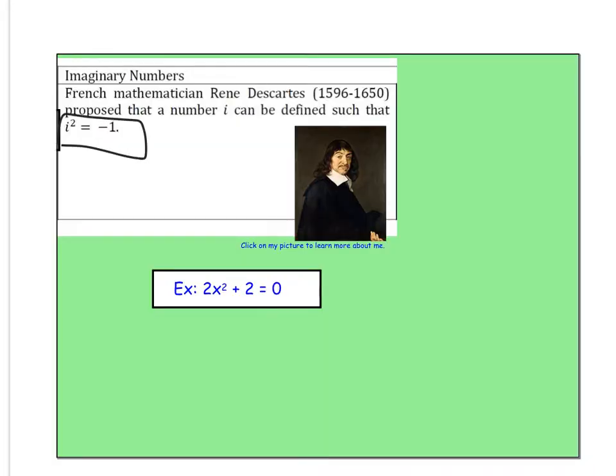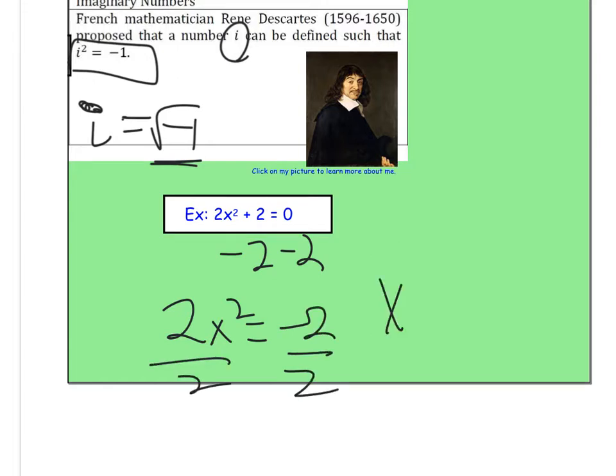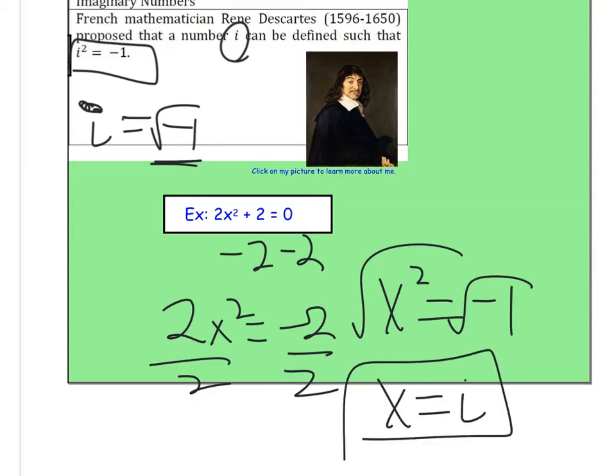Complex numbers say this. i squared is going to be negative 1. Okay, i stands for imaginary. So that means that i is going to be the square root of negative 1. So anytime we can work that out, all we do is we put in i. So when I look at this, subtract 2, 2x squared equals negative 2, divide by 2, x squared equals negative 1, square root. So x is going to equal i. There's my answer.